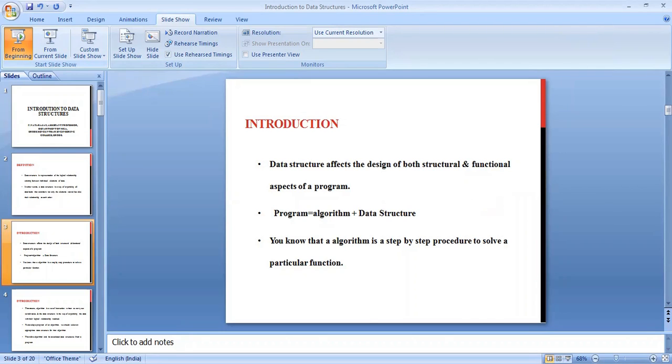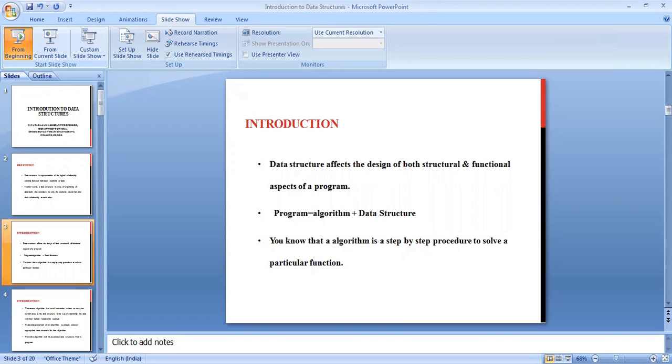Today's topic is Introduction to Data Structures. Everyone knows about this topic. Those who are from a computer science background, you know this particular topic. It's a very interesting topic.